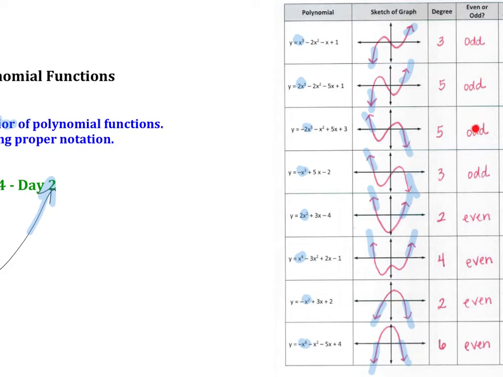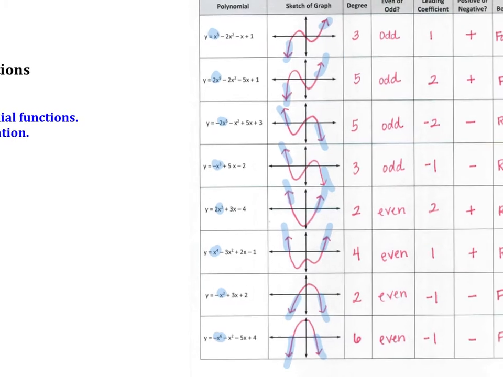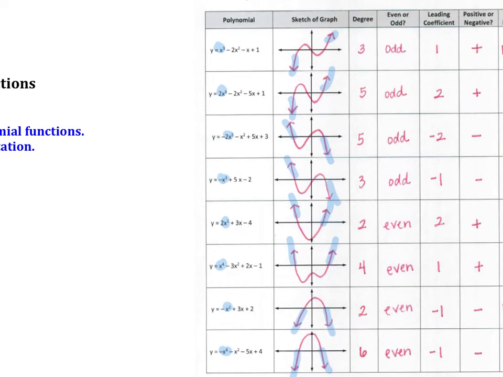And then we'd start to make some conclusions. Well, I'm noticing these odd functions, their end behavior arrows are going opposite directions. Meanwhile, the even functions have their arrows pointing in the same direction. Okay. And then we go on to leading coefficients. Again, that's the number attached to that leading term. And really, we're just going to focus on, is it positive or is it negative from that leading coefficient? Is it positive or is it negative? And how does that impact the graph?